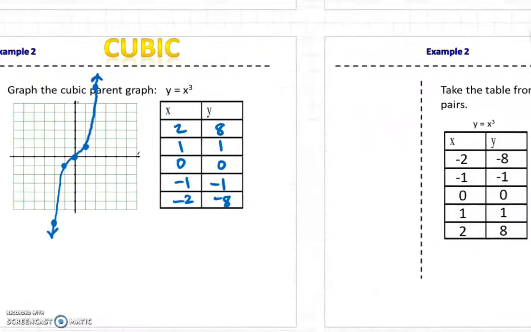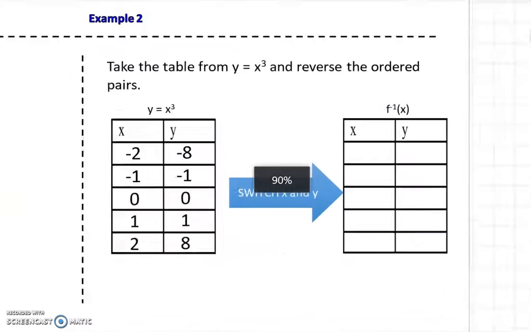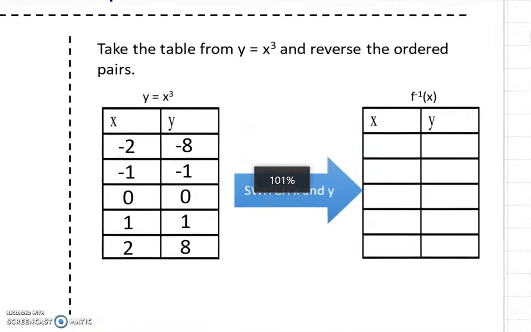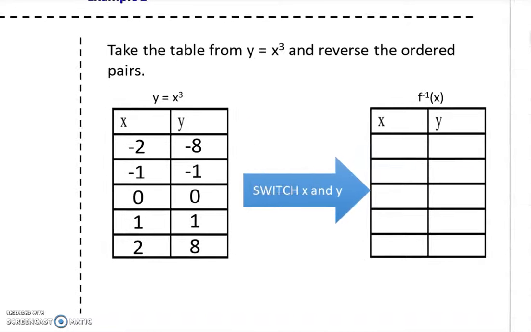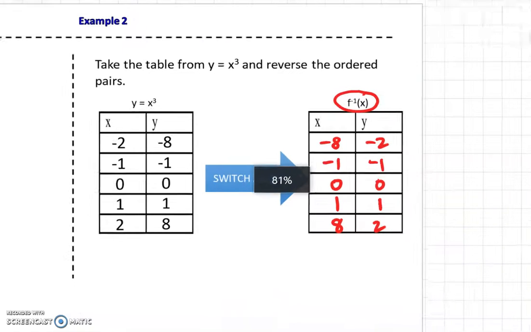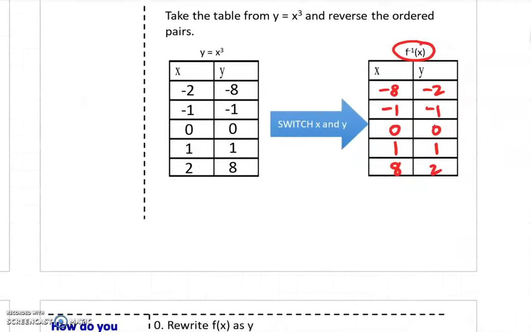So what we're going to do on the next slide is, once again, reverse the order of the ordered pairs. So negative 2, negative 8 becomes negative 8, negative 2. So negative 1, 0, 1, 2, and negative 1, 0, 1, and 8. And this is considered the inverse of that function.